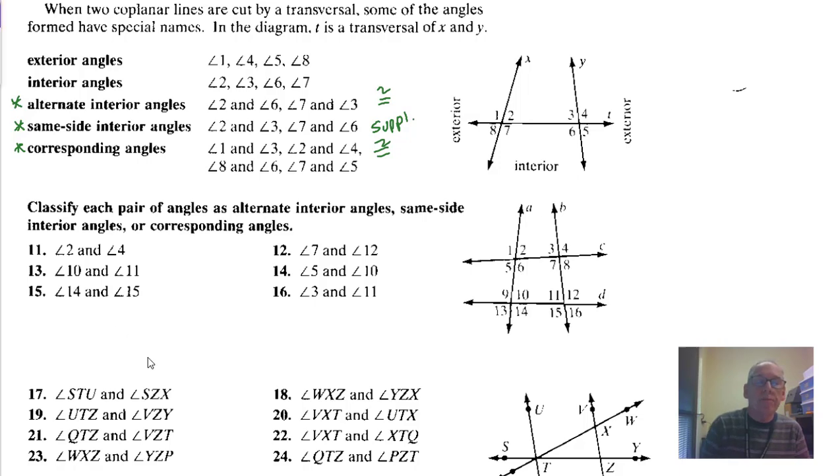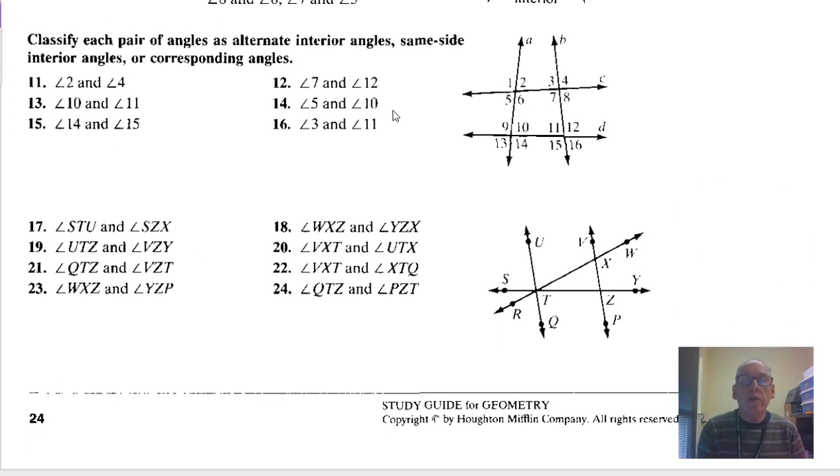Okay, let's move on. Classify each pair of angles as alternate interior, same side interior, or corresponding angles. So let's look. Angle 2 and angle 4, we can see that they're corresponding. They're both above C and both to the right of A and B. So those are corresponding, CORR. 10 and 11 are same side interior using A and B with D as a transversal. Those are same side interior, SSI.